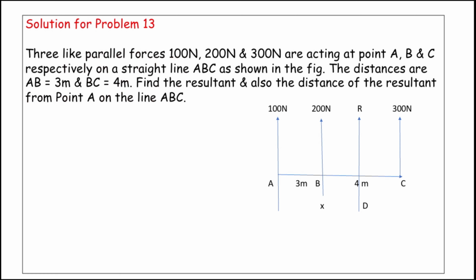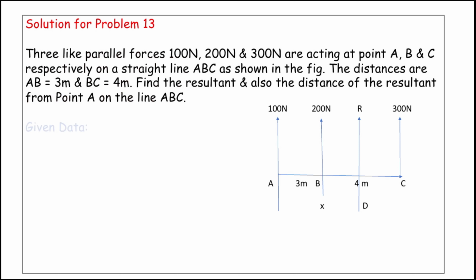We see the diagram. There is a straight line A, B, C. At point A it is 100 Newton, point B 200 Newton, point C 300 Newton. The distance between A and B is 3 meter and between B and C is 4 meter. There is a point called D. That is the resultant. We have to find the resultant value and also the distance AD, which is represented as X. So we have to find the value of X also.